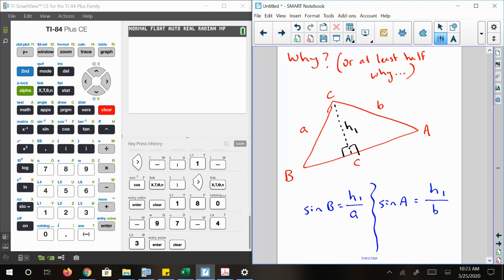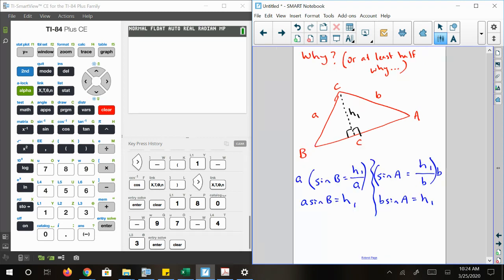Now, what I'm going to do next is solve both of these statements for h sub 1. In order to do it here, I need to multiply both sides by a, and in order to do it here, I need to multiply both sides by b. That would cancel out these a's right here. I'd be left with a times the sine of b equals h sub 1. And over here, this would cancel out these b's, and I would be left with b times the sine of a equals h sub 1.